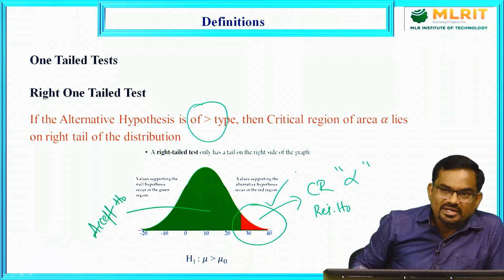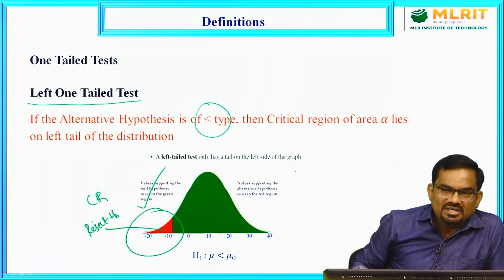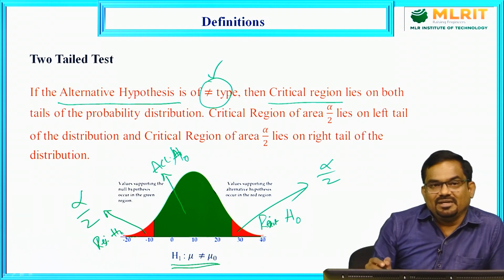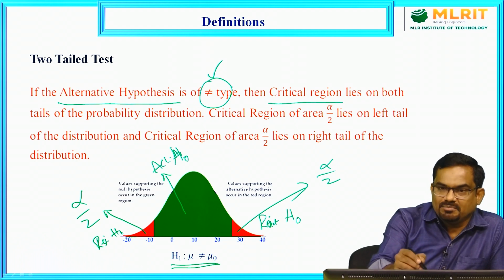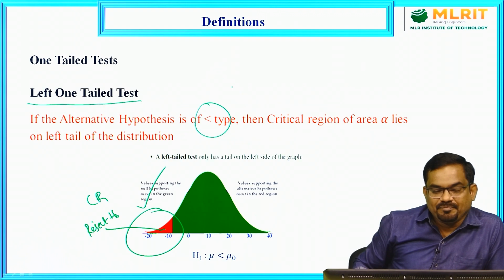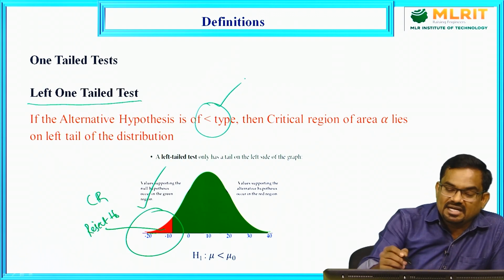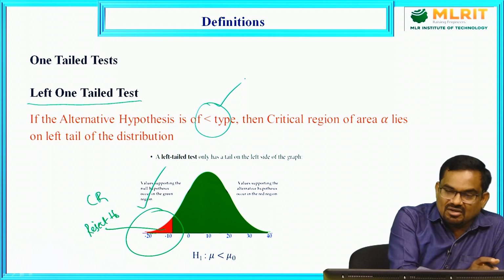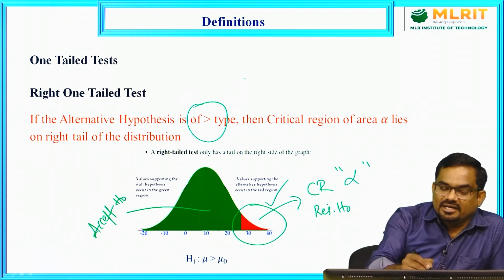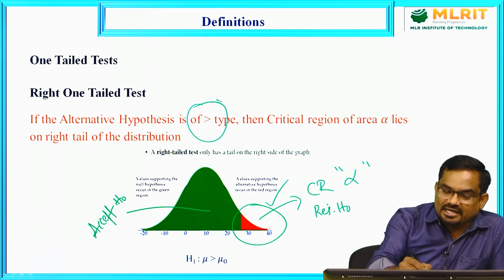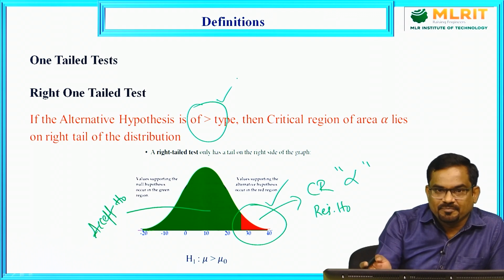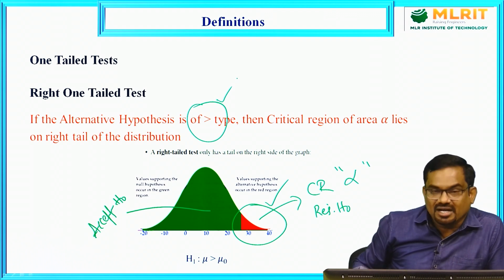And how can we decide whether the test is one-tailed or two-tailed? That depends on the alternative hypothesis. If the alternative hypothesis is not equal to type, it comes under the two-tail test and the critical region lies on both sides. If the alternative hypothesis is less than type, then the critical region lies on the left side and the test is called the left one-tail test. If the alternative hypothesis is of greater than type, then the critical region lies on the right side tail of the distribution, and hence this test is called the right one-tail test.